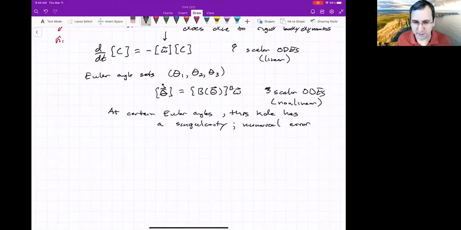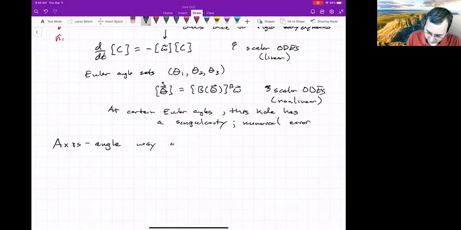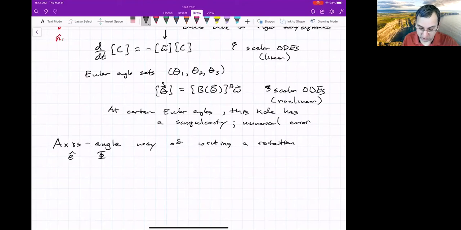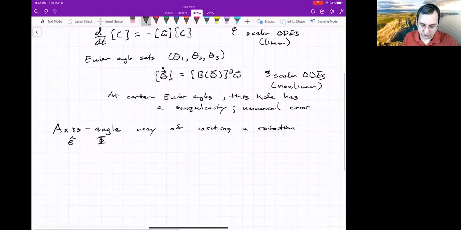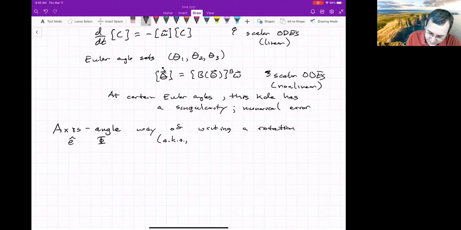So at the very end last time, we mentioned another set, again due to Euler, and this is the axis and angle way of writing a rotation. And we'll eventually get to that. I think we wrote the axis as E and the angle as a capital phi. And I'll describe what those are. Eventually, we'll get to some ODEs about how those change in time. These are sometimes called the principal axis and angle of rotation, or Euler's axis and angle of rotation. You just got to know. Some people use different words. Some people use different symbols.